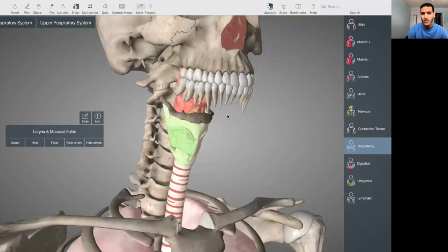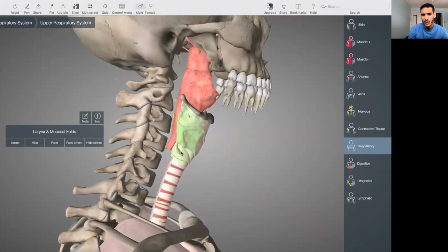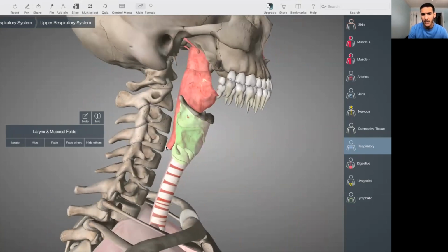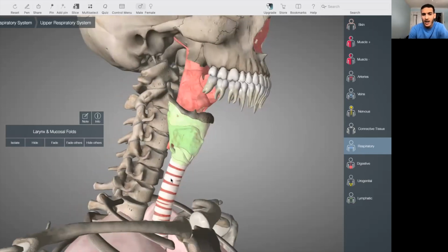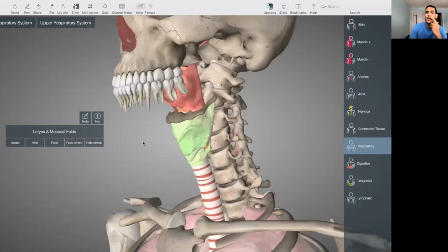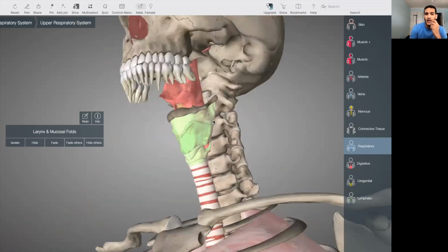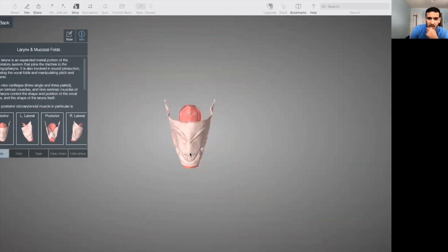And so the hyoid bone is right here. And if you're wondering what this space is here, the red one is the food pipe. And so that's the windpipe, that's the trachea. The larynx is the way into the air passage. So I'm going to isolate the larynx. That's the larynx. Okay. And so you have mucosal folds in it.